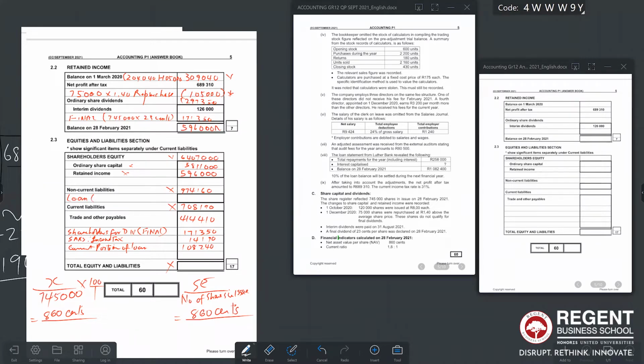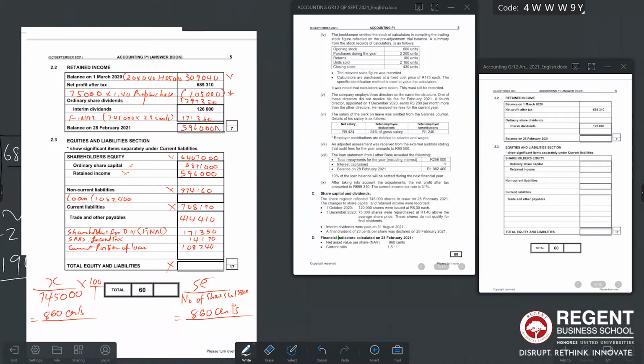They gave us that figure in the adjustment with regard to the loan. It's under balance on the 28th of Feb under information 8 by B. If you look at it just above share capital and reserves, where they got the loan story, balance on the 28th of Feb 2021 was 1,082,400. Now they told you that 10% of the loan balance will be settled during the next financial year. So 10% of 1,082,400 will give you an amount of 108,240, less than 12 months.